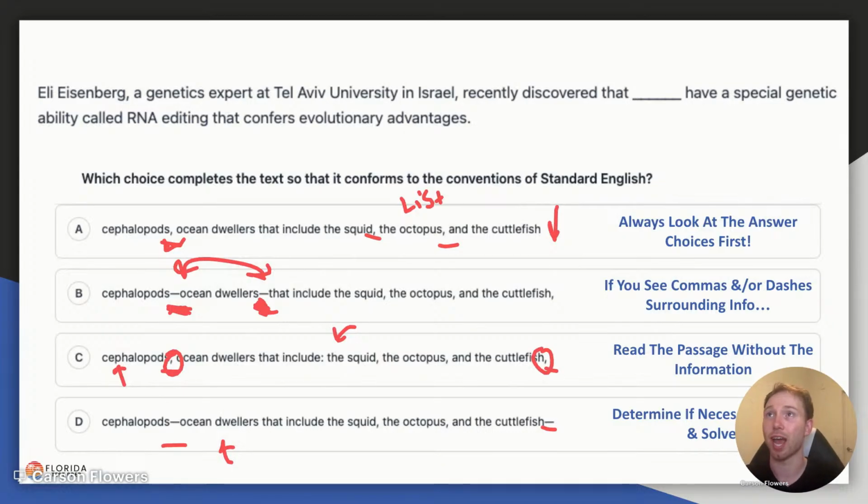"Eli Eisenberg, a genetics expert at Tel Aviv University in Israel." Oh, perfect. Look at this. That's unnecessary info right there. I can actually ignore all of this. It's not part of it. So Eli Eisenberg recently discovered that cephalopods, because it's before the punctuation, have a special genetic ability called RNA editing that confers evolutionary advantages. So cephalopods have a special genetic ability. That reads perfectly. So let me read it with the information to get a good gist.